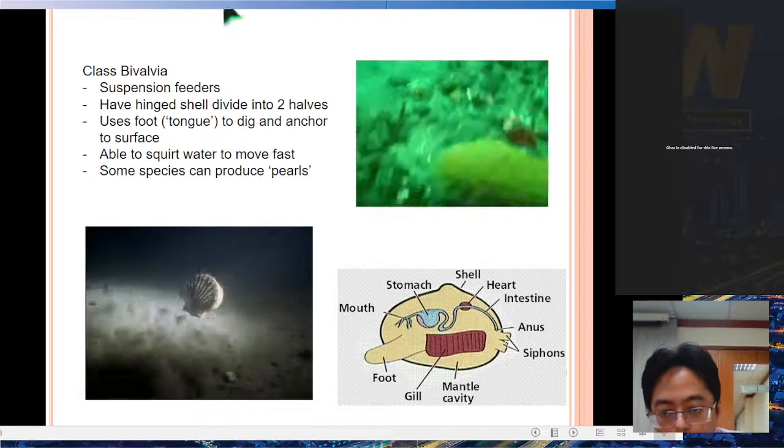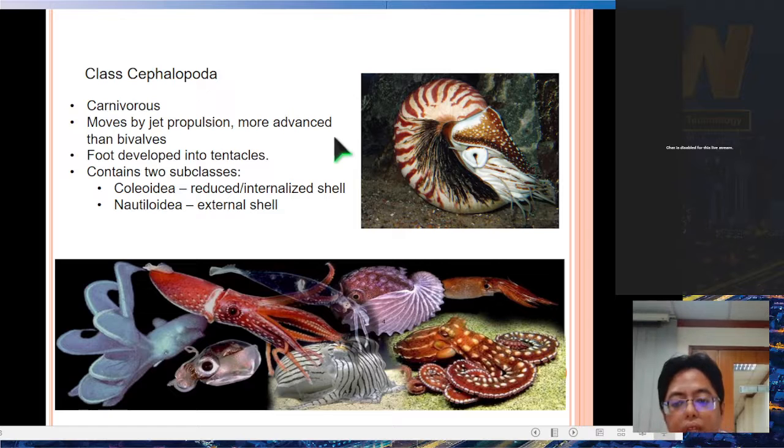Okay, next, cephalopoda. Cephalo means head, poda means foot. So they have head foot. So cephalopoda are the squid family, including octopus and cuttlefish. Okay, they are carnivorous and they move by jet propulsion. They are more advanced than bivalves. So the foot has evolved into tentacles, and there are two subclasses.